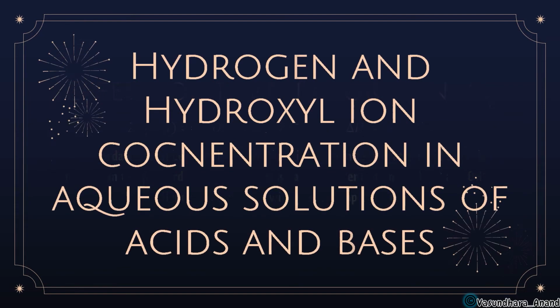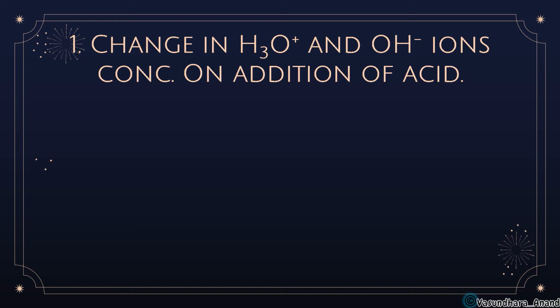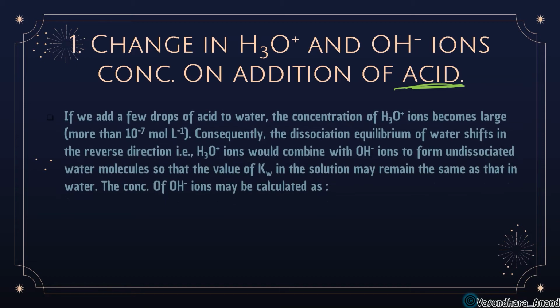Next is hydrogen and hydroxyl ion concentration in aqueous solutions of acids and bases. How do they change, what is the concentration, how will we find the pH, what is the H plus concentration, what is the OH minus concentration, that we are going to learn. First, the change in H3O plus and OH minus ion concentration on addition of acid. If we add some amount of acid to this neutral solution, to pure water, how will the H3O plus ion concentration or the OH minus ion concentration change? That we are going to understand.